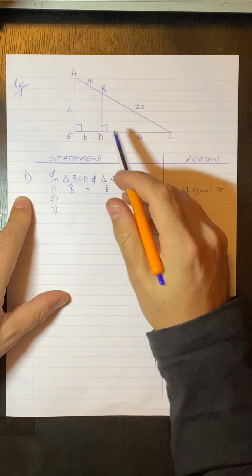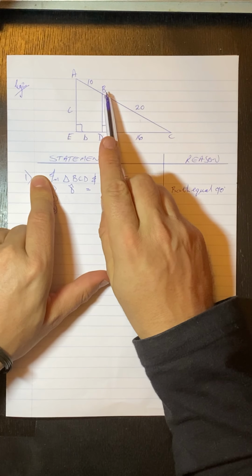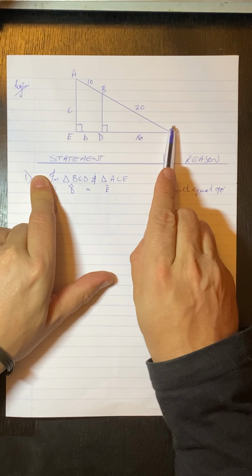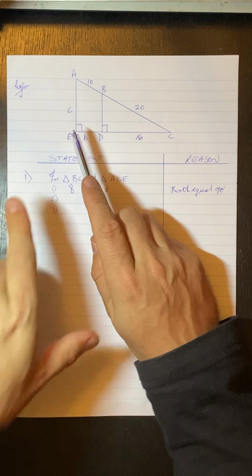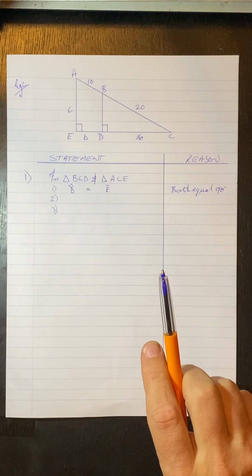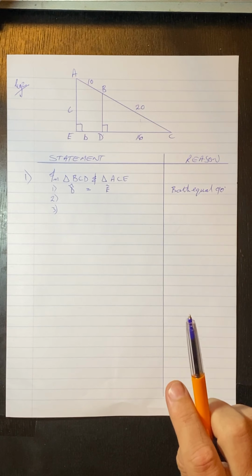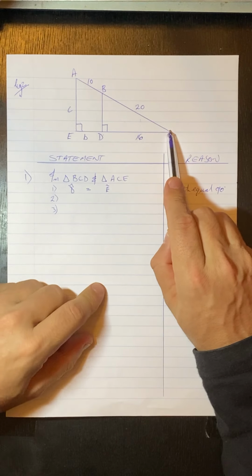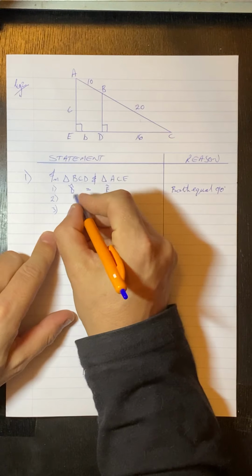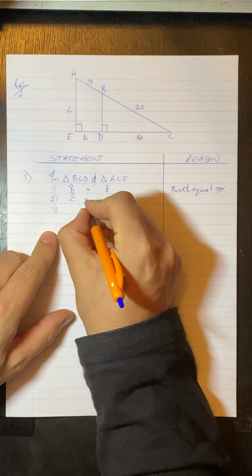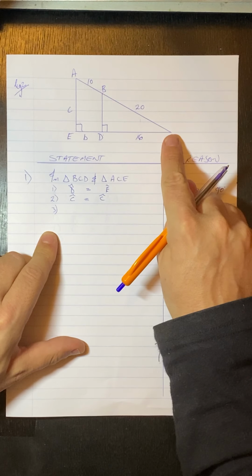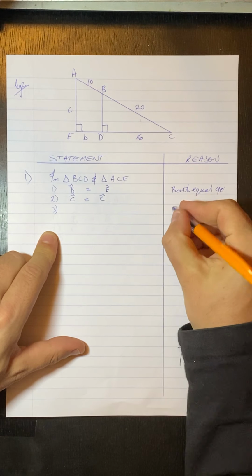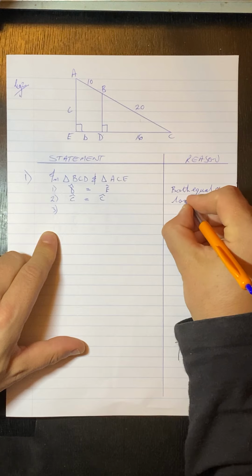Okay, now again, I'm going to show you what the triangles look like. We have this B, C, D, A, C, E. And what you can see there is they share a common angle of C. All right, so we can say that C is equal to C. It has to be, it's the same thing. And they share that common angle. And our reason for that would be common.